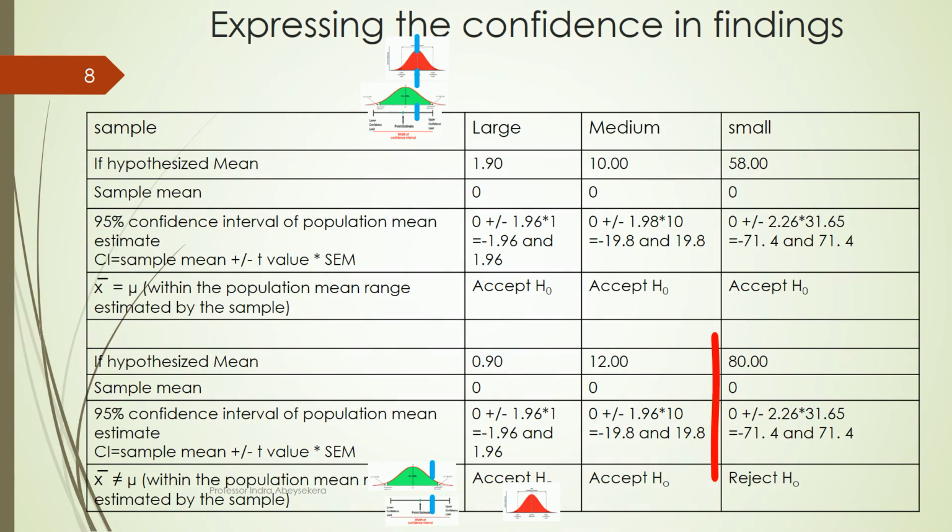For the small sample, hypothesized mean is 80. Confidence interval of the population mean to lie is between minus 71.4 and plus 71.4. It is outside that range. Therefore, we reject the null hypothesis. What we mean there is that the sample from which we have obtained the hypothesized mean does not belong to this population. It lies outside this population. We reject the null hypothesis.